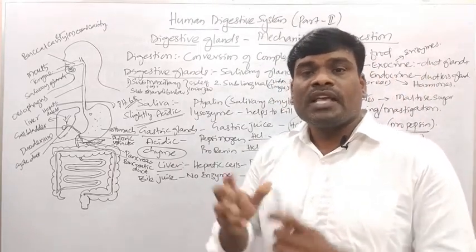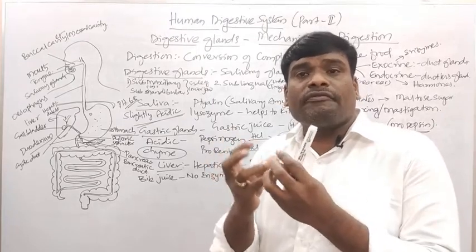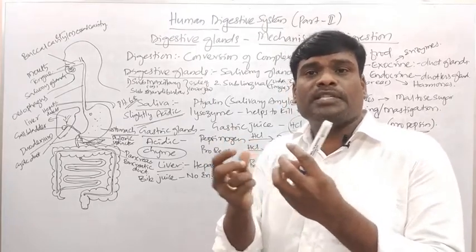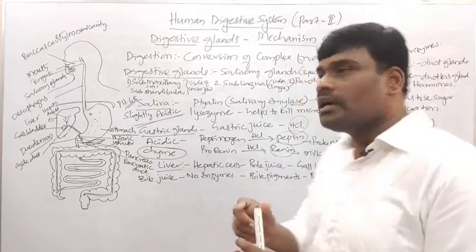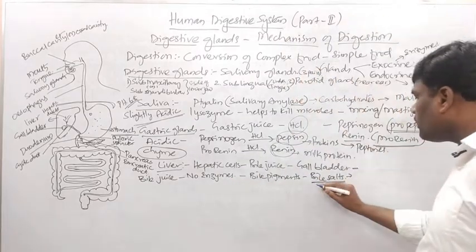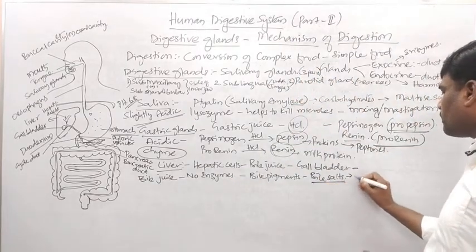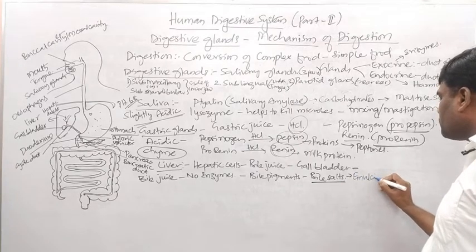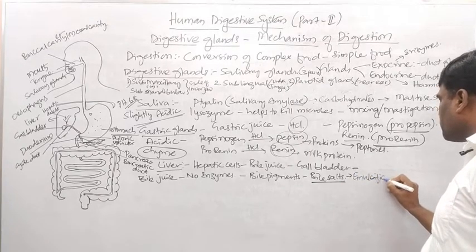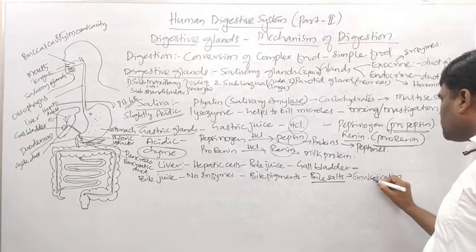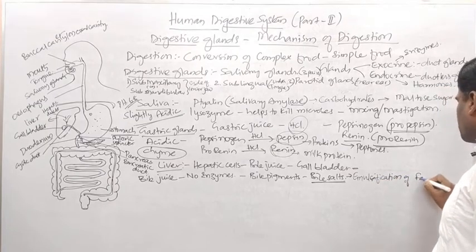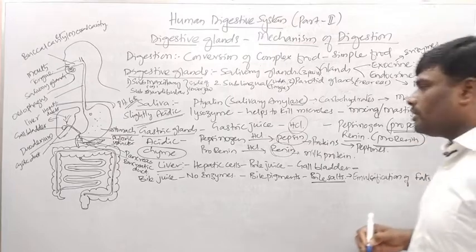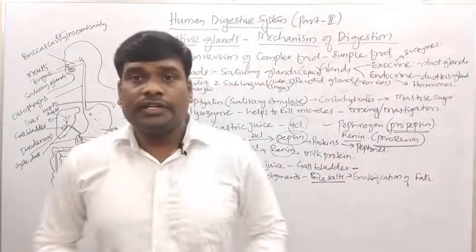That means the complex fat globules will be split up, children, isn't it? That is done because of bile salts, children. Emulsification of fats. Got it? Very, very important, children.